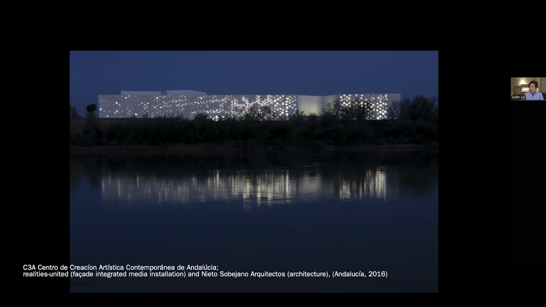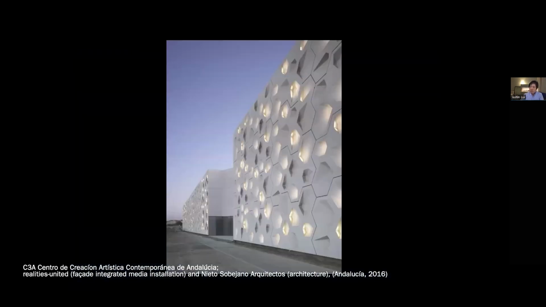The people who made this media installation facade are called Realities United. They're a pretty reputable team headed up by two brothers in Germany. This gives you a closer view of what the material is like. It's a repeating module that is tiled up to make the wall, and within each tile there are lights that are built in, and they can be animated and programmed.